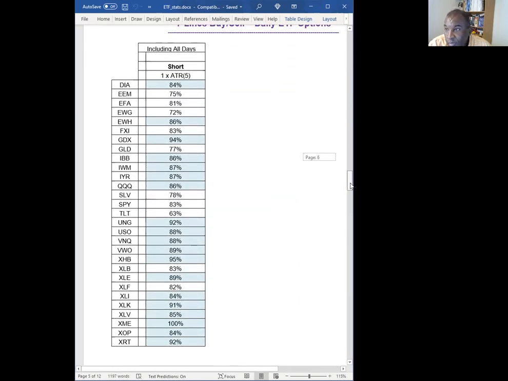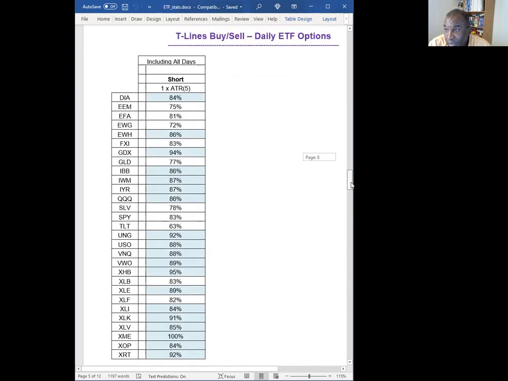Next strategy. This is the short side of T-line buy sell. This is for the short side. Take a look at some of these. Never had a loss on it.